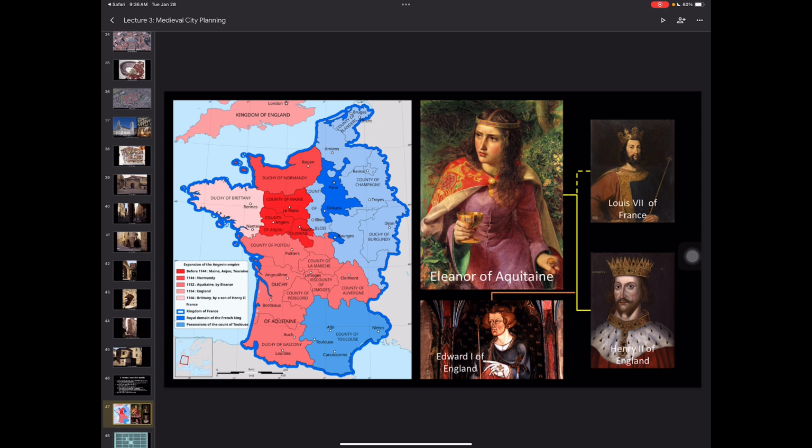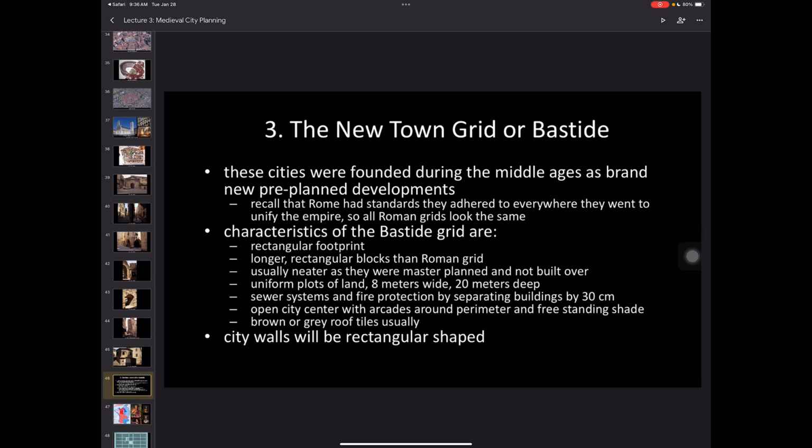So Bastides are usually found in the south of France, right? And there is a political reason for why that is. If we think back to what I told you about the tiles, in France, they don't favor the kind of orangish red as much as they do the brown or the gray, right? And the farther north you go, you will see more muted colors compared to the Mediterranean.